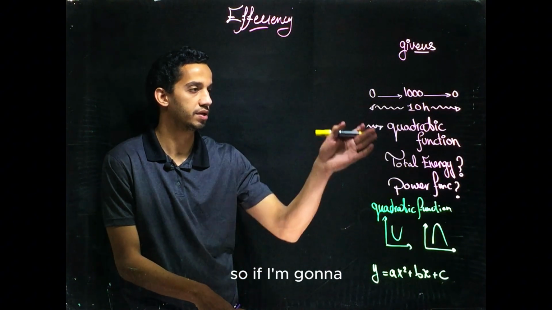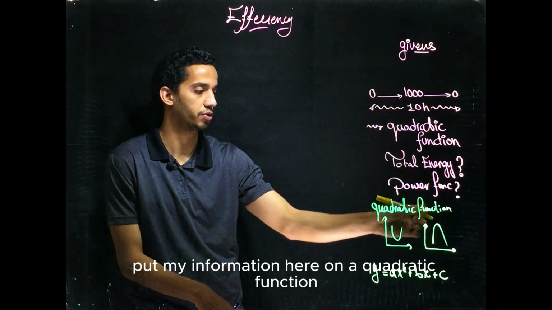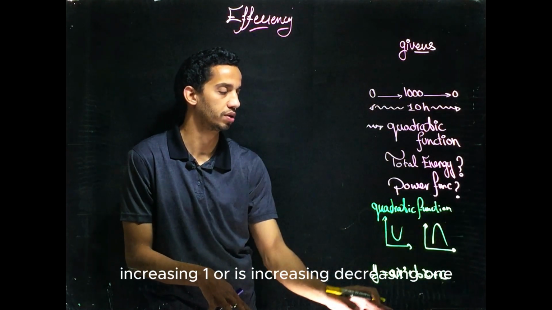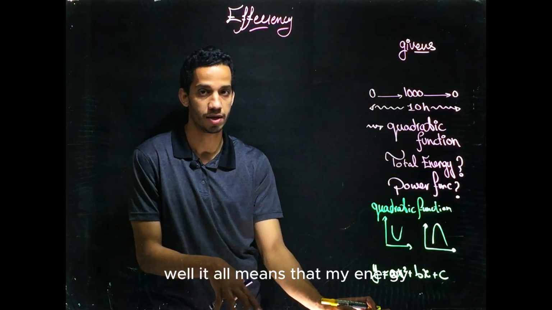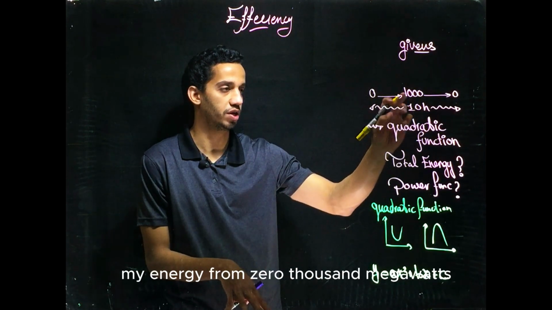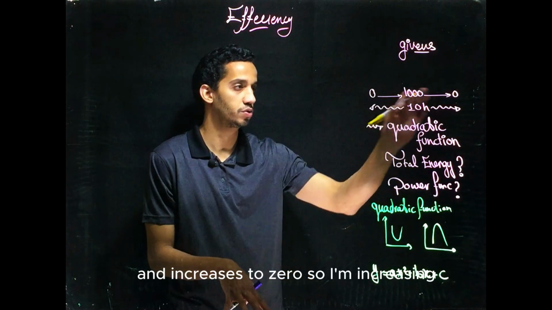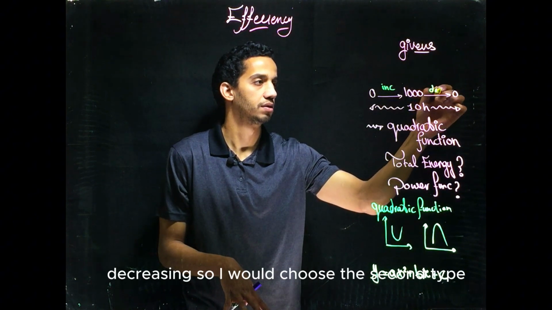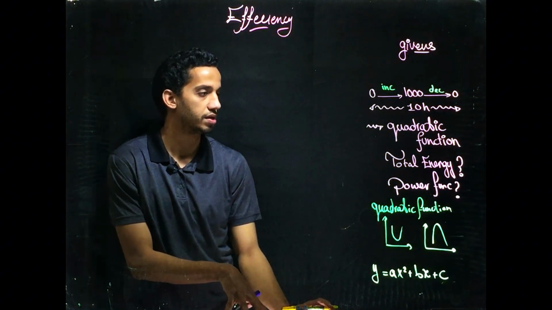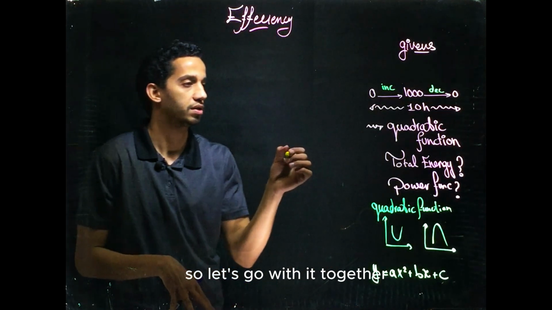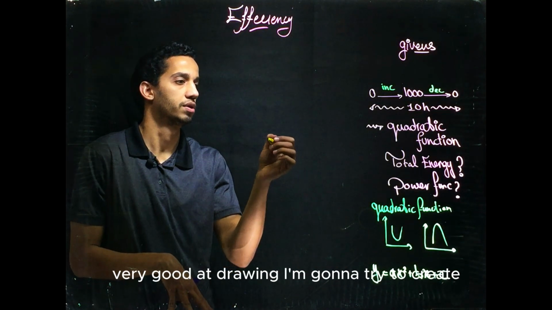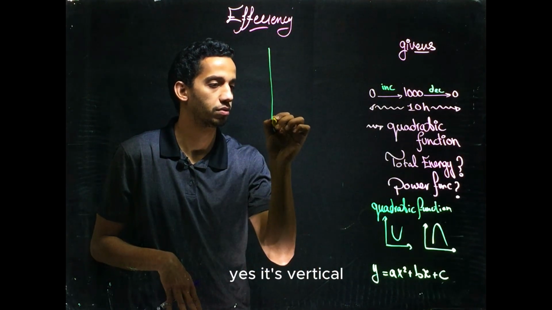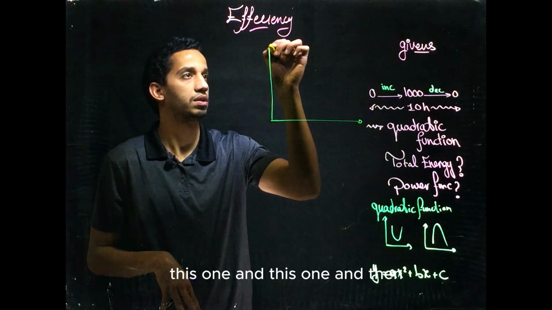So if I'm gonna put my information here on a quadratic function, which one would I choose? The decreasing increasing one or the increasing decreasing one? Well, he told me that my power ramps up from 0 to 1000 megawatts, and then decreases to 0. So I'm increasing, decreasing. So I would choose the second type. So let's draw it together, okay? I'm not very good at drawing, but I'm gonna try to. Okay. Yes, it's beautiful. So this one and this one.